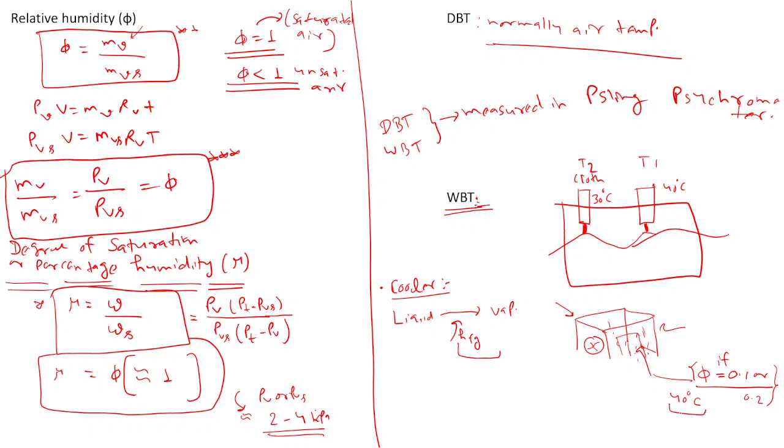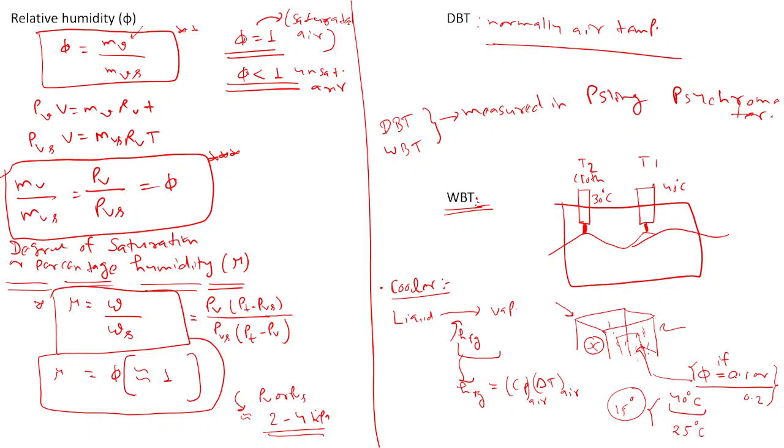Initially its temperature is 40 degrees Celsius. Let's suppose it drops its temperature to 25 degrees Celsius. Then we get a 15 degrees Celsius drop, so Cp into delta T of the air, where Cp is of the air, would become our latent heat, hfg. So it is totally a cycle.